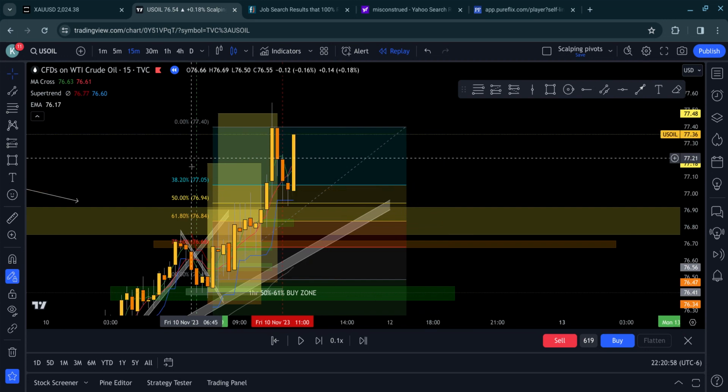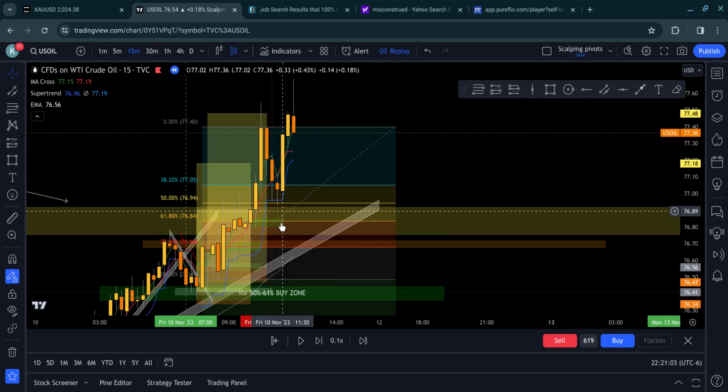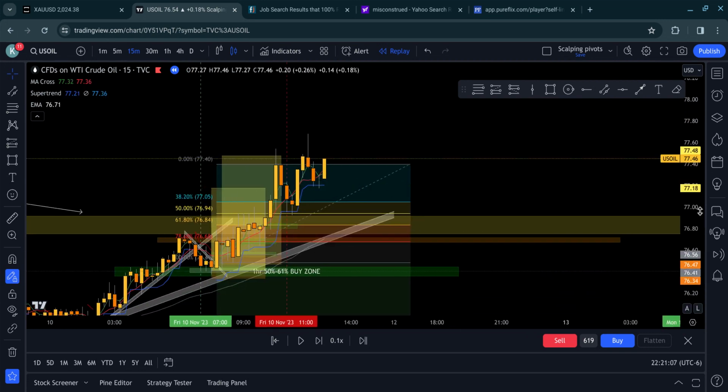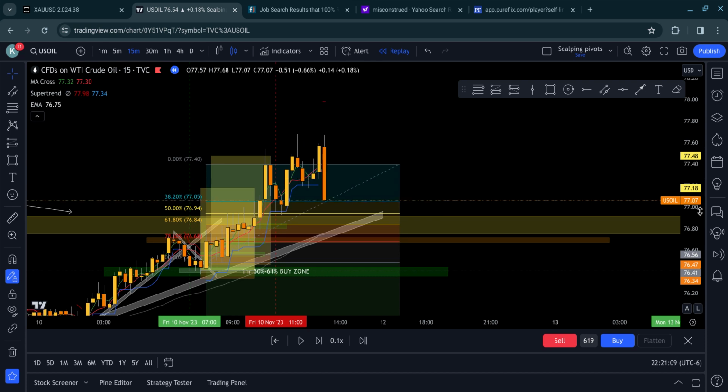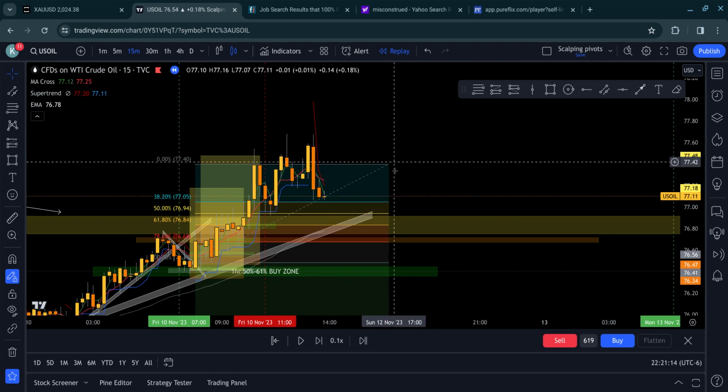So that would have been the end of session. 15 minute retrace right back down into that 50, between that 50 and 60%, and then it went back up and played around a little bit.